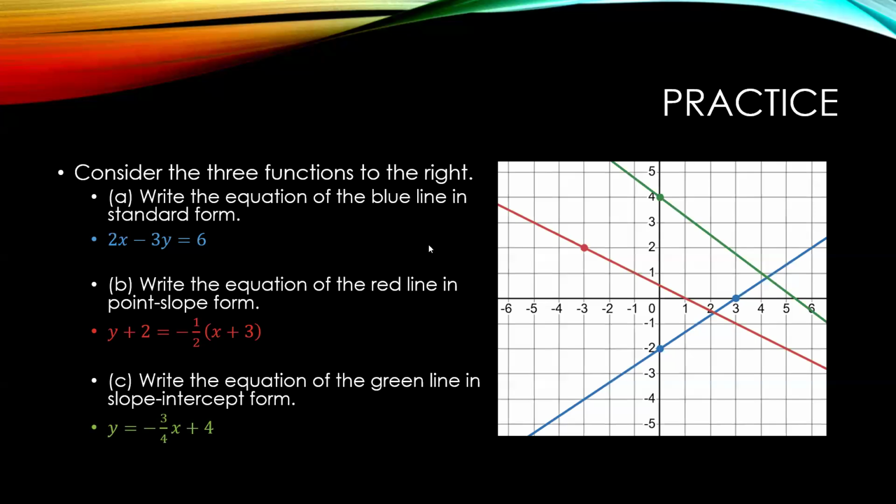For our green line, we can see that it is going up 4 for our intercept. And then to get the slope of negative 3/4, if we look here, the next nice point that it goes through would be down here. And so it goes down 3 and across 4. Except for that answer that I got wrong in red, hopefully they're all good.